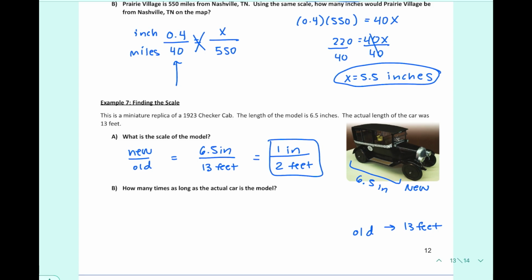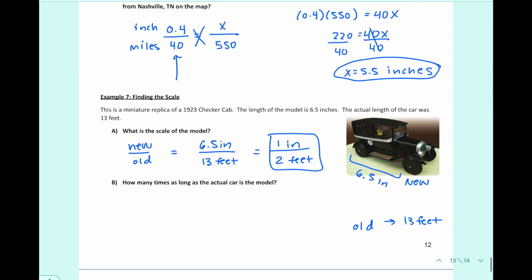Then it says how many times as long as the actual car is the model. This is a situation where you do need to compare units. And the reason why is because if we're trying to figure out how many times as long, you cannot say, oh, well, the model is 6.5, the original is 13, so it's twice as big, which doesn't make any sense, right? Because we know full well that a teeny little model, if you multiply it by 2, you do get 13, but you get 13 inches, not feet, which is how the car is being modeled.